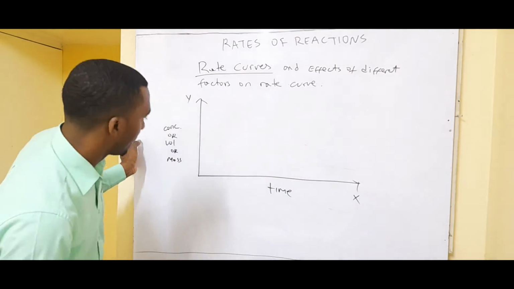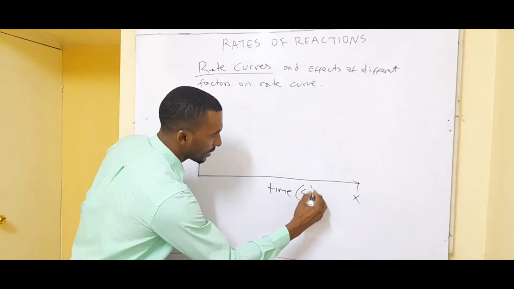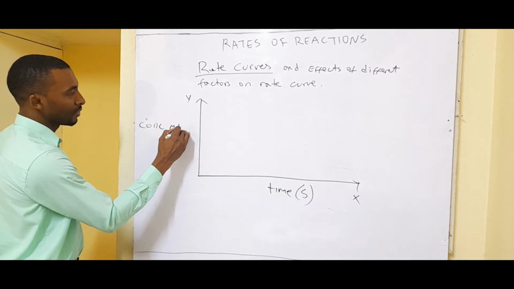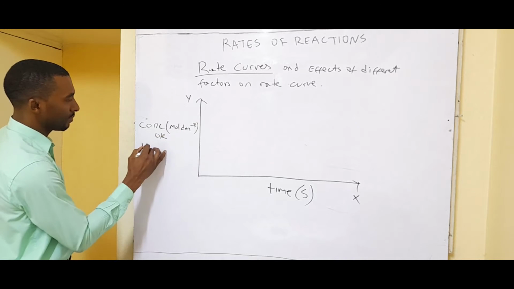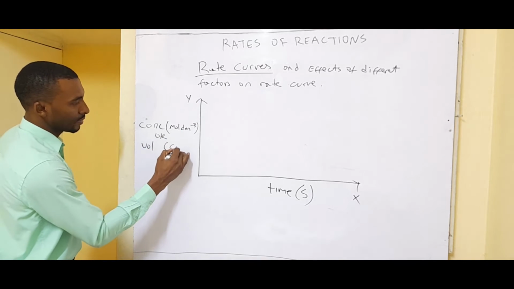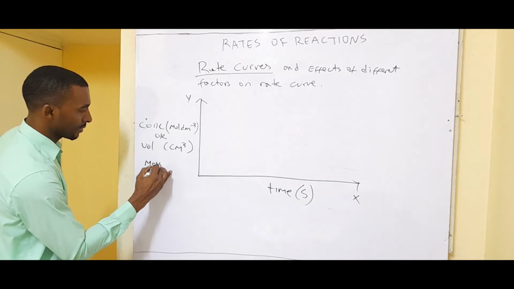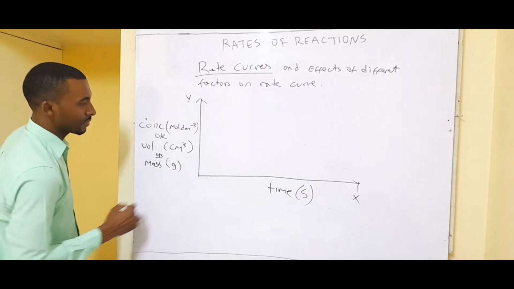So let me just write the possible units that we have here. So time, the SI unit is seconds. Here is concentration, which will be moles per dm cube, or it can be volume, like cm cube mainly they will use, or it can be mass, and this will be in grams.